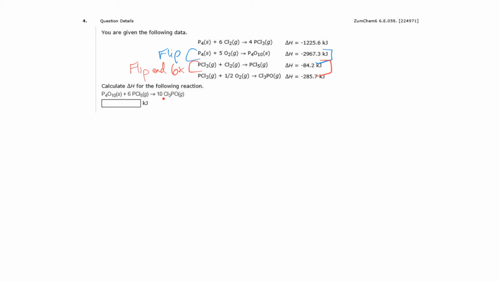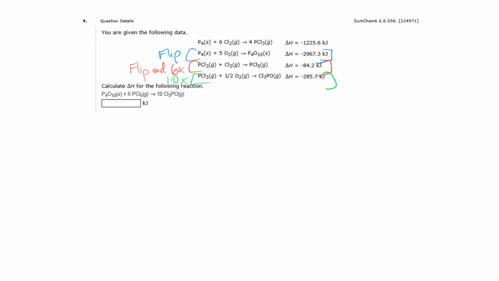And then lastly, let's take a look at the 10 Cl3PO that's in the overall equation on the right side. The only place we see Cl3PO in the mechanism is in step 4. It's on the correct side, but its coefficient is only 1. So let's take that last equation and multiply all coefficients by 10.